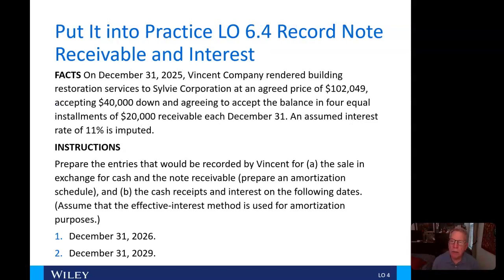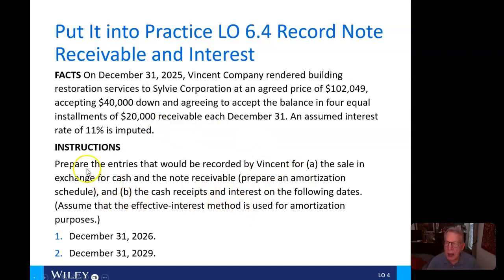Here, on December 31st, 2025, Vincent Company rendered building restoration services to Sylvie Corporation at an agreed price of $102,949, accepting $40,000 down and agreeing to accept the balance in 4 equal installments of $20,000 each year at December 31st. An assumed interest rate of 11% is imputed.